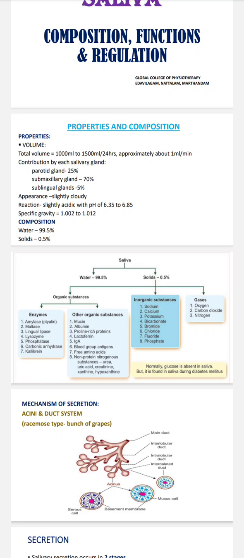The appearance is slightly cloudy. The reaction is slightly acidic with a pH of about 6.35 to 6.85. The specific gravity is 1.002 to 1.012. The composition includes water and solids. The water is 99.5%, and the remaining 0.5% is composed of solids.